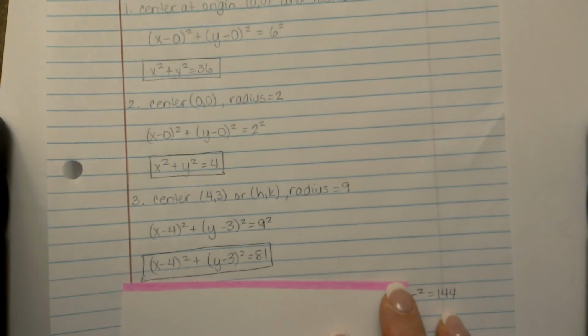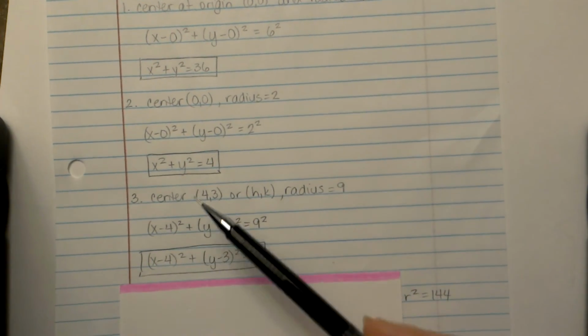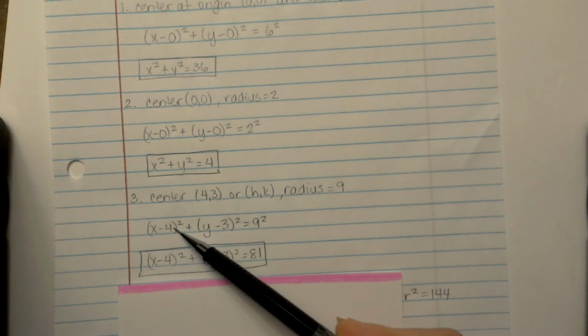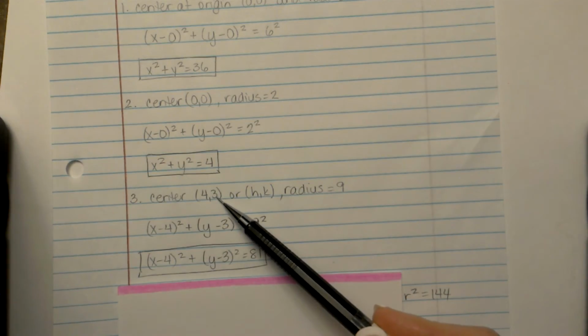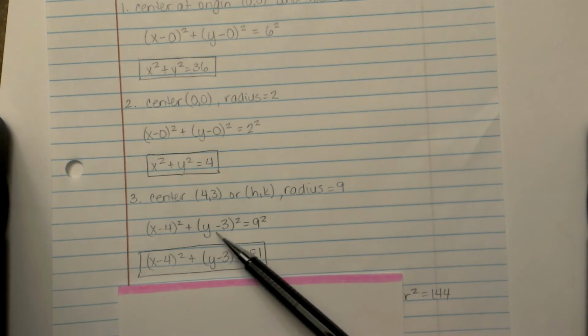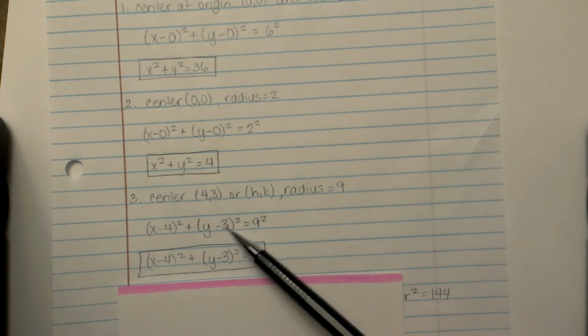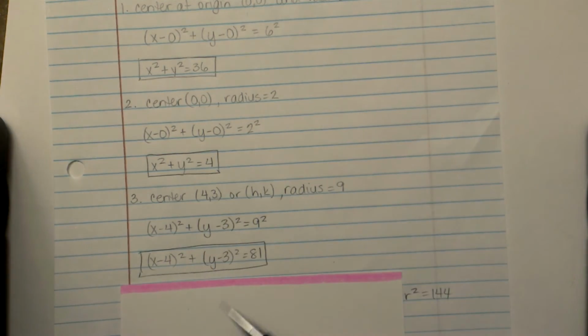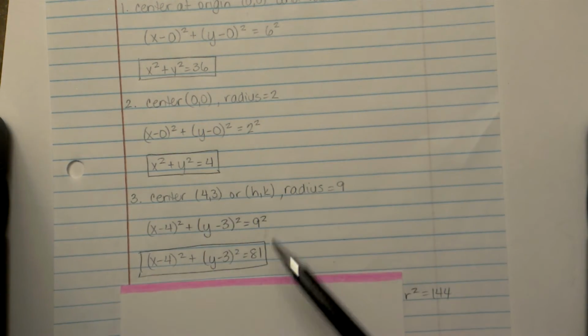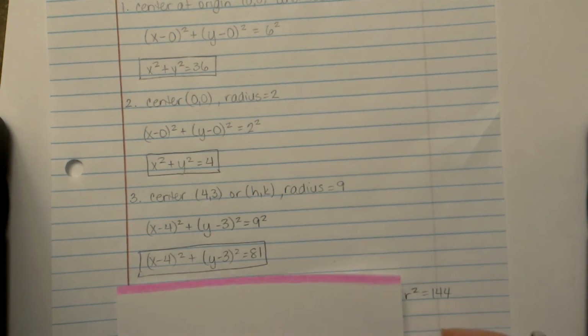Now here you actually have a center, so h is 4, and h goes with x, and k is 3. So remember, it's y minus k, so that's why these negatives are there. That's part of the formula. And then the radius is 9. You square it, and you get 81.